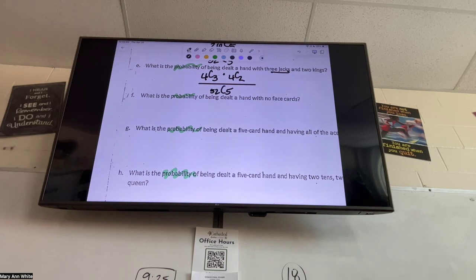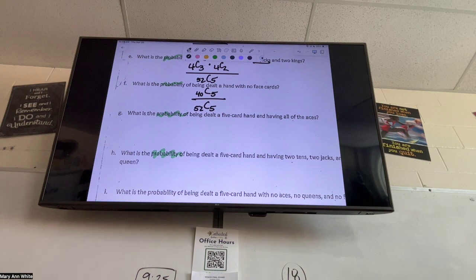Okay, what's the probability of being dealt a hand with no face cards? How many non-face cards are there? 40. How many do I want? 5. I want the non-face cards. So we counted how many non-face cards there are. We want all 5 of our cards to be those, over 52. Good.